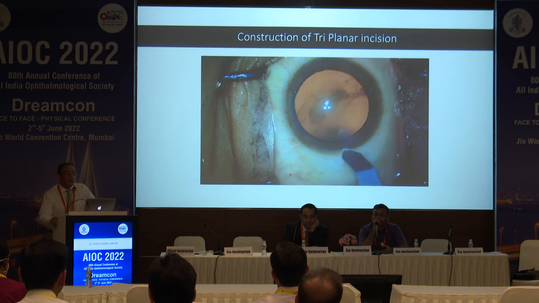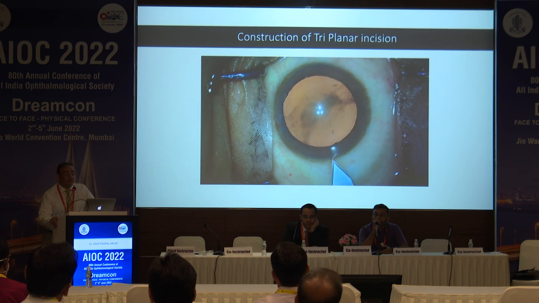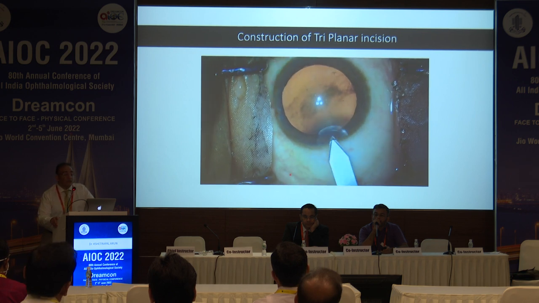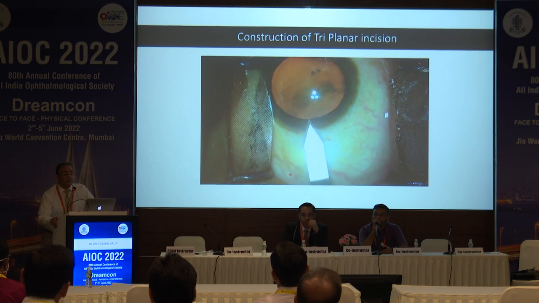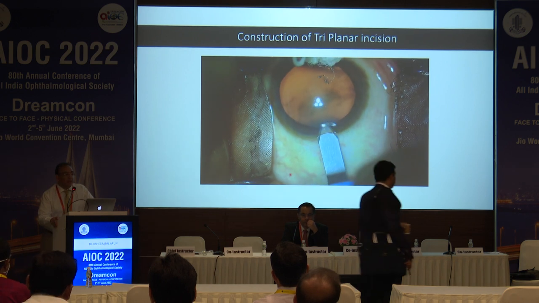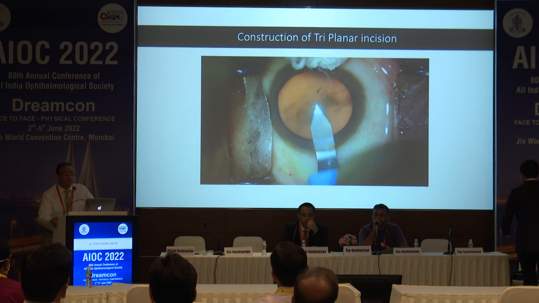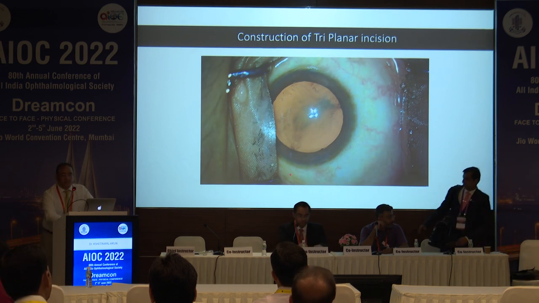So what you do is you make a horizontal incision first, and then in this groove you introduce your keratome, go straight, and then dip. You can see a dimple there. Once you have this dimple, you enter the anterior chamber. So this is how you construct your triplanar incision.